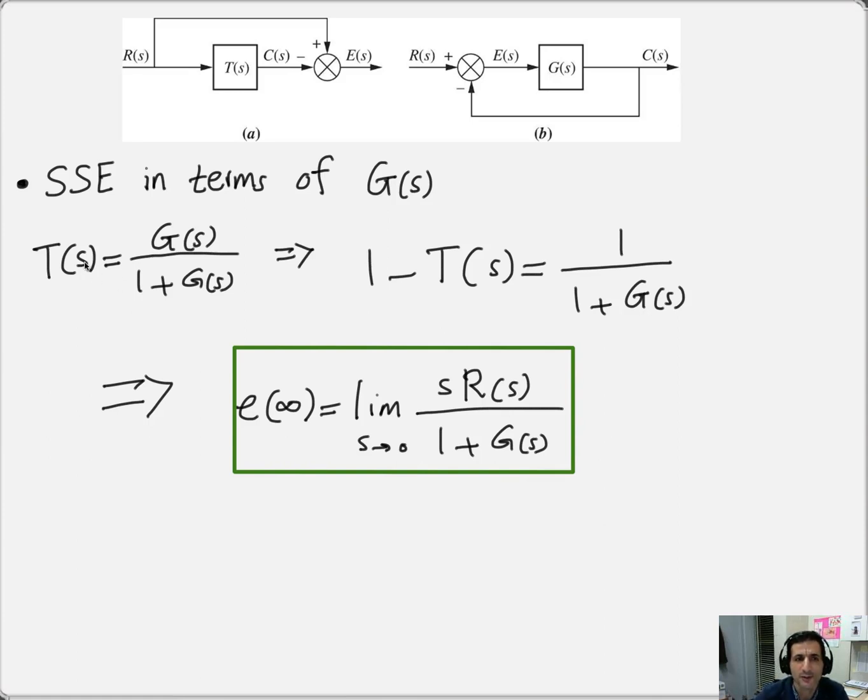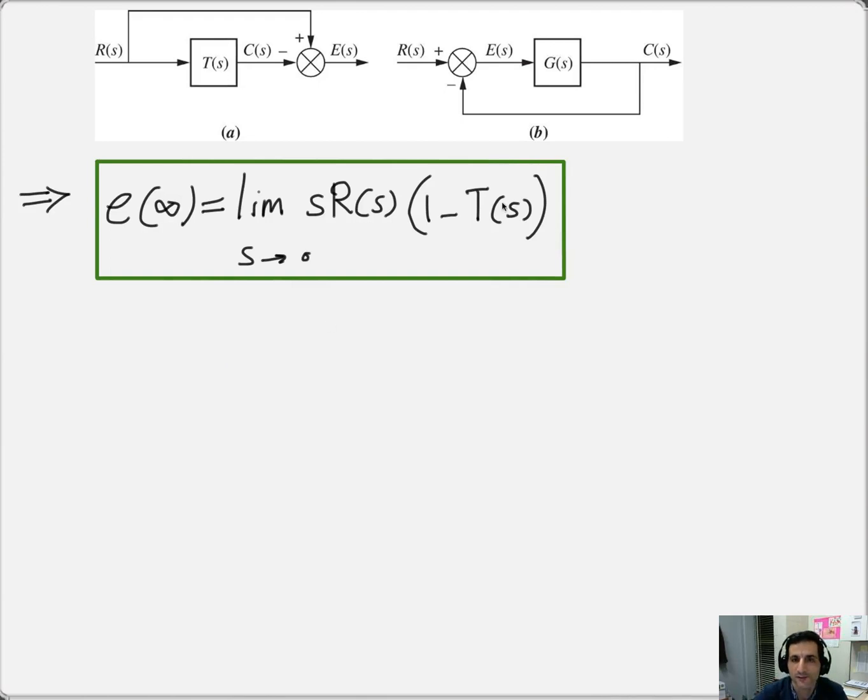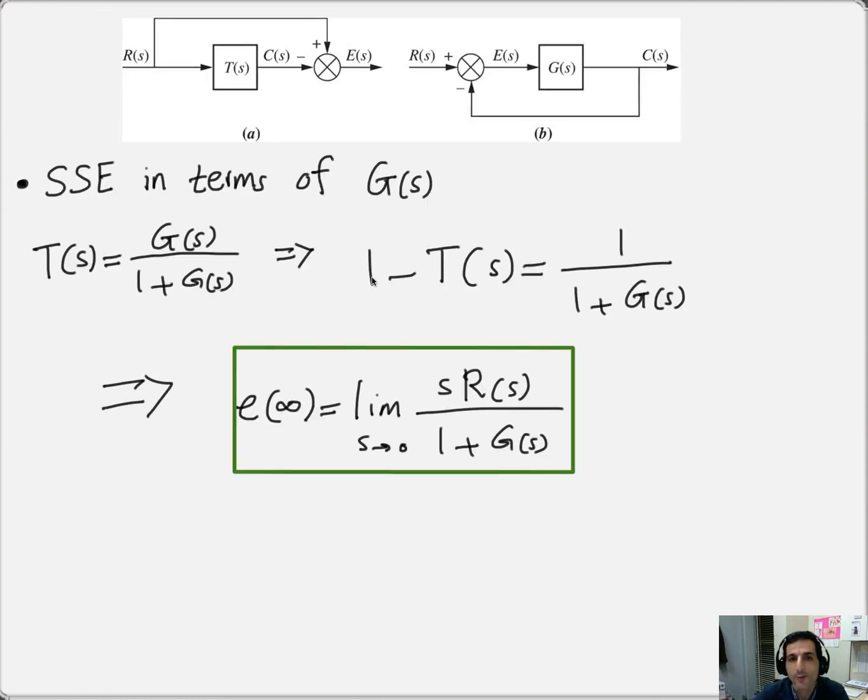If you remember, T of S, the closed-loop system transfer function for unity feedback, is just G divided by 1 plus G. So if you go back a couple of slides, for T of S you just replace it by G of S divided by 1 plus G of S. Then 1 minus T would be just 1 over 1 plus G of S. And therefore, the steady state error is calculated by taking the limit of S, R of S, divided by 1 plus G of S, when S goes to 0.